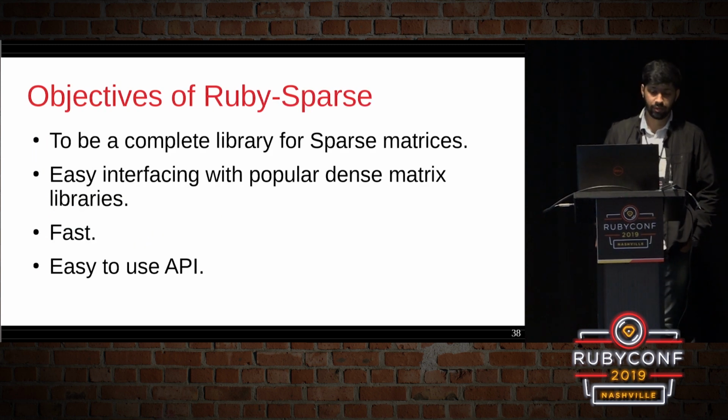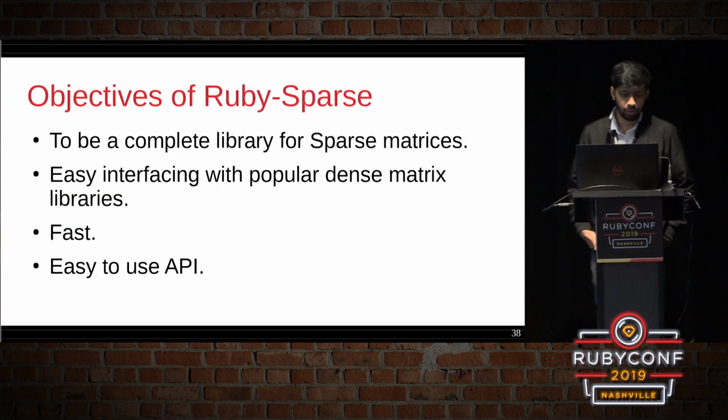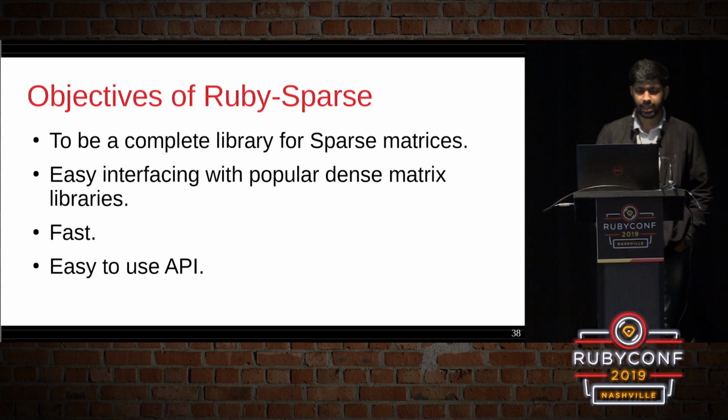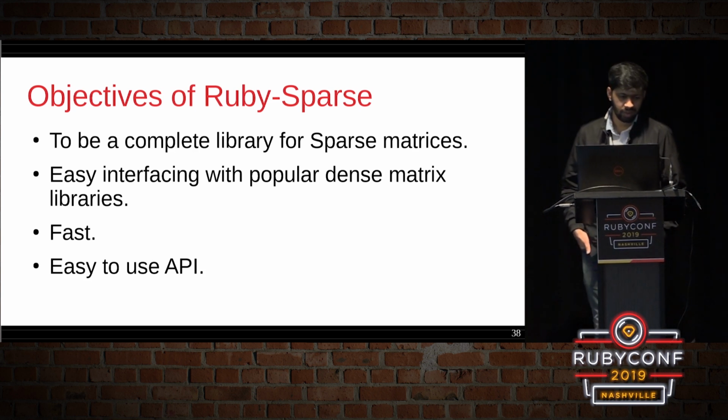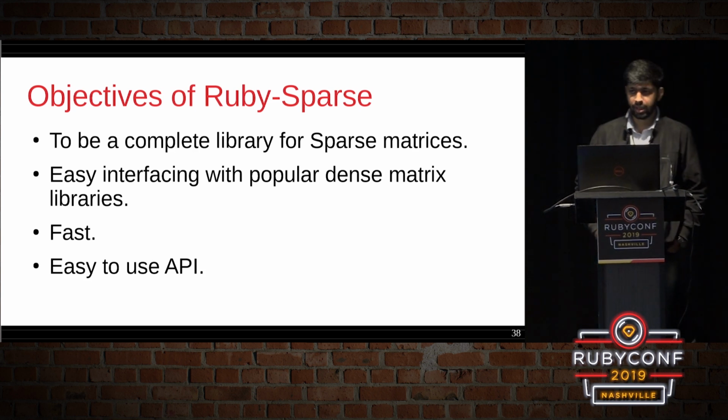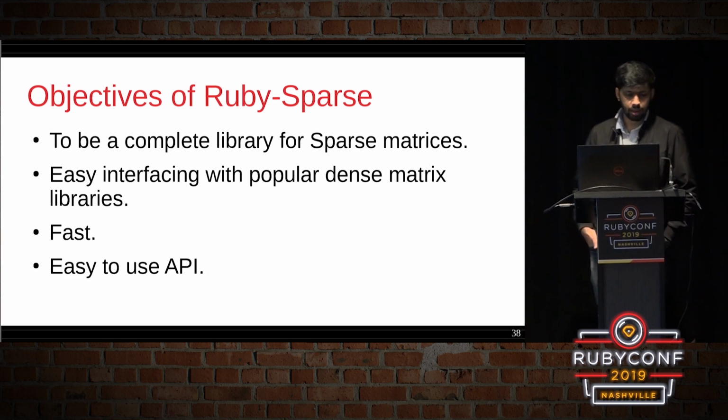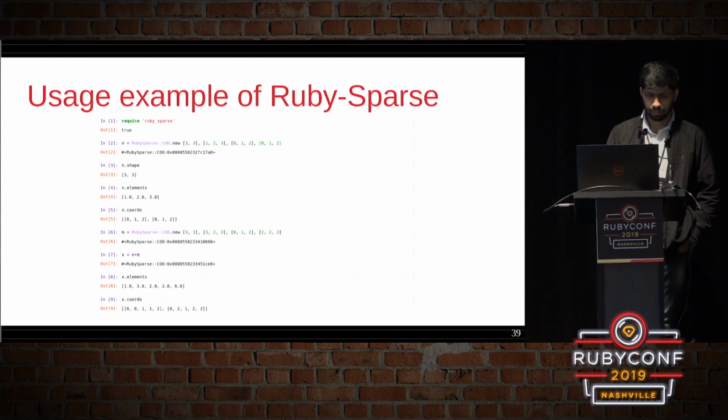So what are the objectives of Ruby sparse? Firstly, to be the complete library for sparse matrices. Also, it should be easy to interface with dense matrix libraries. And it obviously needs to be fast, so this has been written completely with a C backend using the Ruby C API. It should also have an API that is very easy to use. So here's an example for that.